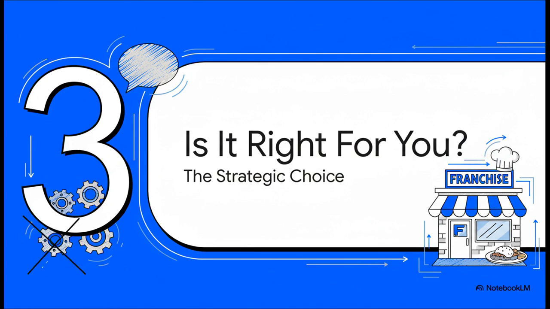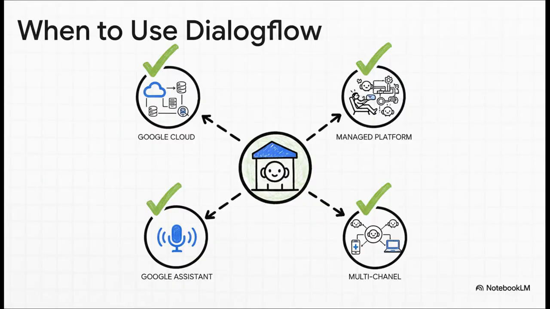Okay, so we've got a handle on how it works. But now for the million-dollar question. Is this the right tool for your project? Let's get real and talk about the strategic choice you're making. So Dialogflow is going to feel like a perfect fit if you're already living in the Google Cloud world. It's absolutely ideal for teams that want to move fast and don't want the headache of managing everything themselves. And honestly, it's a total no-brainer if you're building a voice app for the Google Assistant, or if you need to get your bot onto a bunch of different channels, like yesterday.